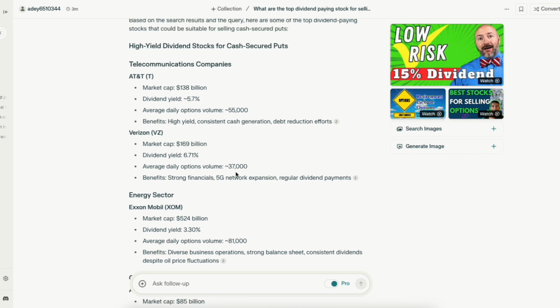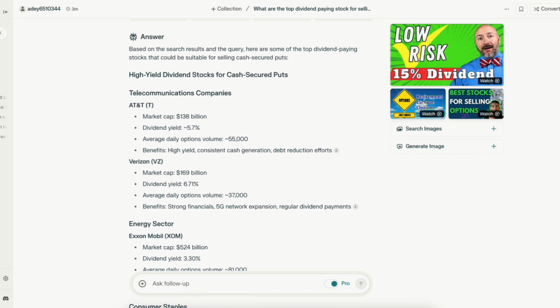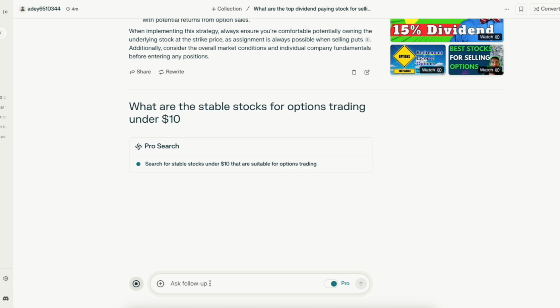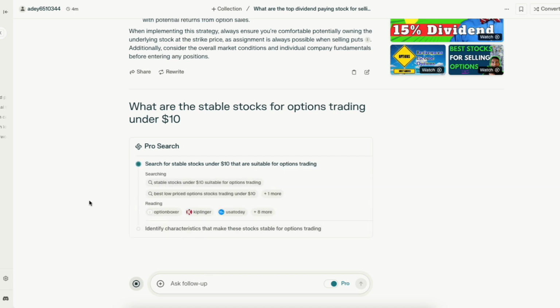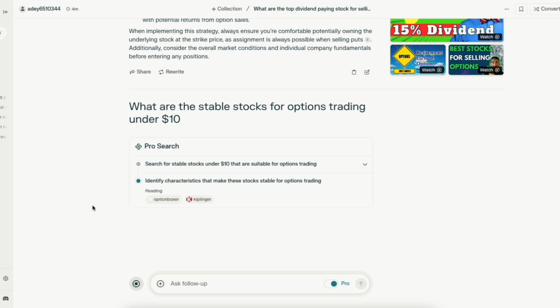So this was a quick way, guys. Instead of searching all through the internet, you definitely use this Perplexity for your analysis. The other question that maybe you can ask is, let's say you have a small account, right? So you can say, what are the stable stocks for options trading under, let's say, the $10 mark, right? Which is pretty low, but let's see what it provides. I'm just doing a real-time search in this video itself, so I'm interested to see what this comes up with, right?